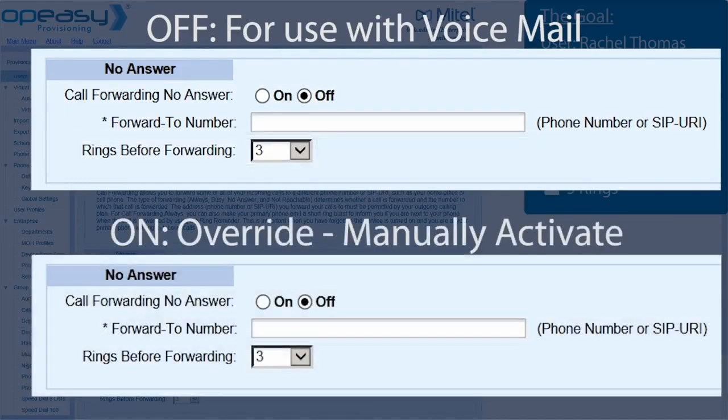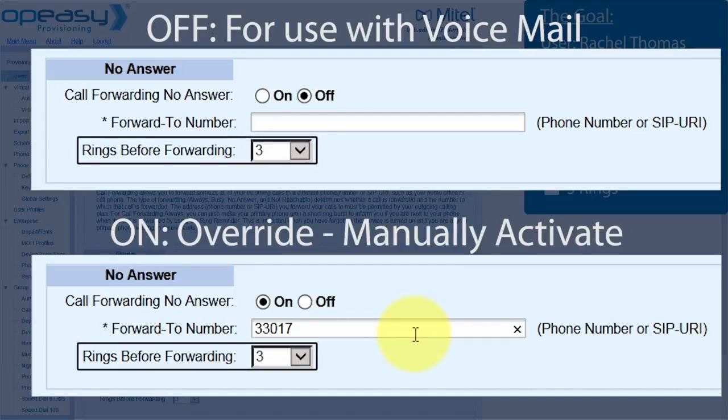If you want to manually activate Call Forward No Answer, then you would turn Call Forward No Answer on and add a phone number in the forward-2 number field. If you manually turn this on, incoming calls will not go to voicemail. They will go to the number you manually entered in the forward-2 number field.